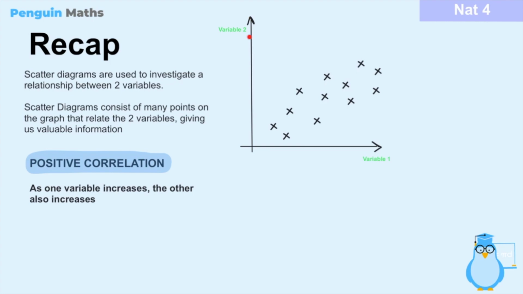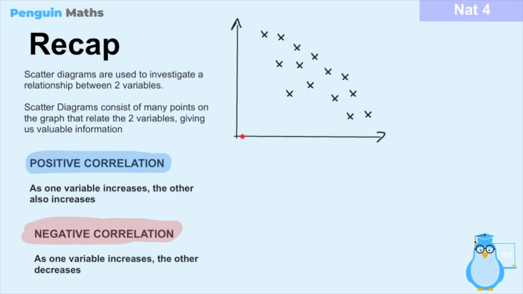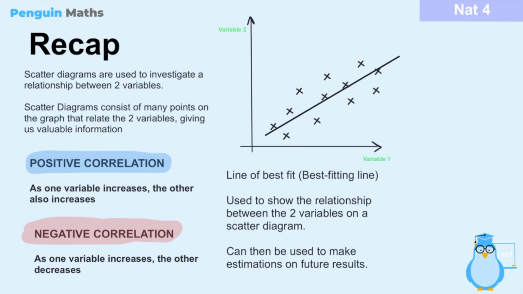And we said that if the graph looks like this, where if one variable increases, the other also appears to increase, then this is called a positive correlation between the two variables. But on the other hand, if we increase one variable and the other one decreases, as we can see here with this downward slope, then this is known as a negative correlation between the two variables on a scatter diagram. And if we have a scatter diagram which has a positive or negative correlation, then we can draw in a line of best fit to represent the relationship between the two variables.